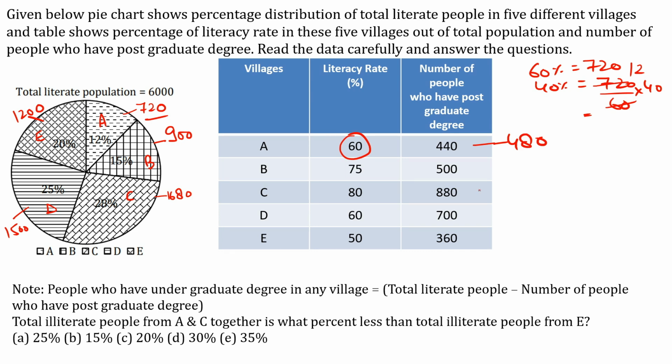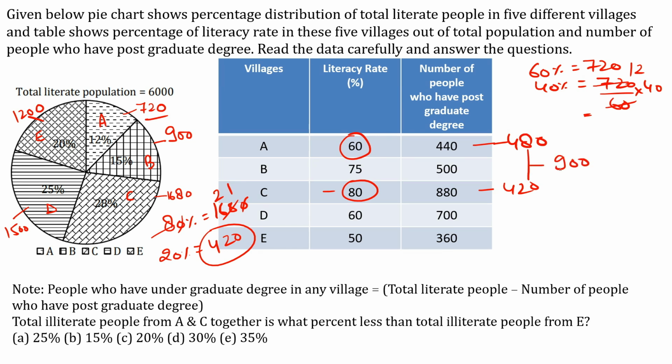In the same way guys, for C 1680, this is the 80%, so 80% is equal to 1680, and guys 1% will be equal to 21, so remaining 20% will be illiterate, so this will be 21 times 20, 420. And these together will give you 900. And now the total illiterate people from E guys, 50% is the literacy rate, 1200 is the total literate people, so obviously remaining 50% will be again 1200, so this will be 1200.